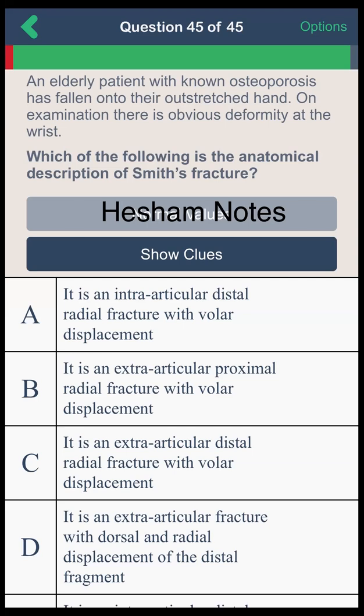It's like Colles, extra-articular, okay? Yes. Distal radius with the volar displacement. See, it's an extra-articular distal radial fracture with volar displacement. Yes, this is a simple classification of the Smith fracture, extra-articular distal radial fracture with volar displacement.